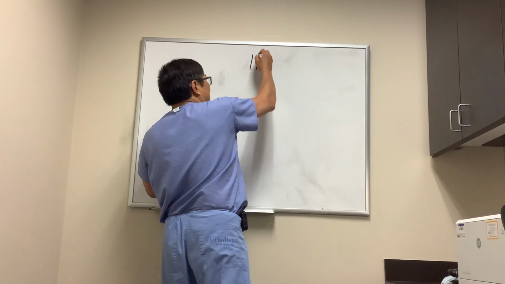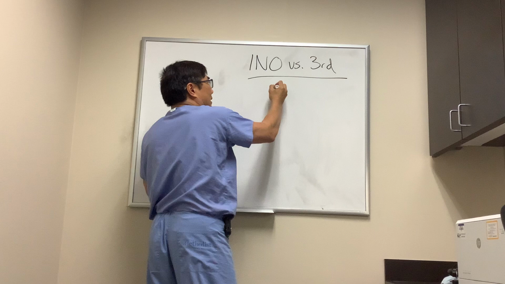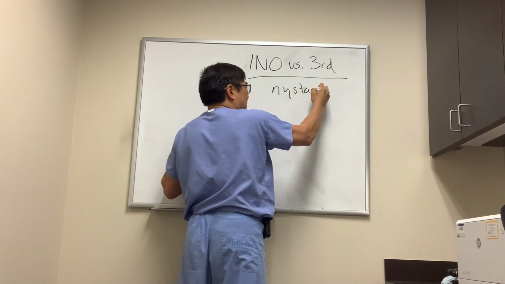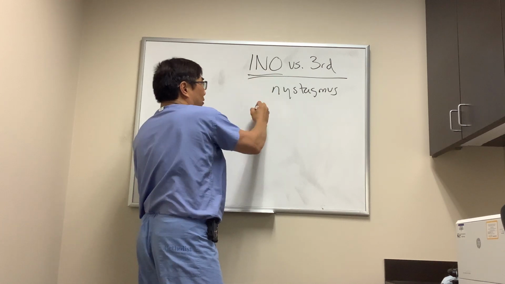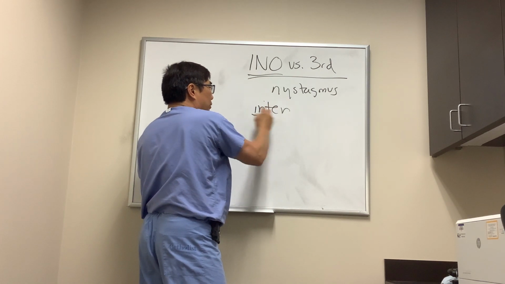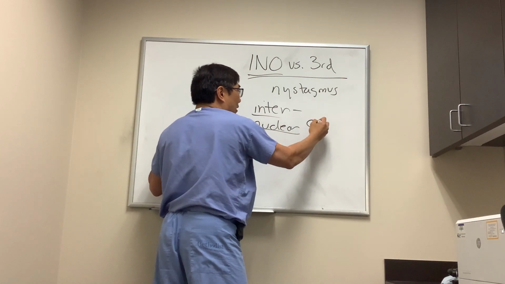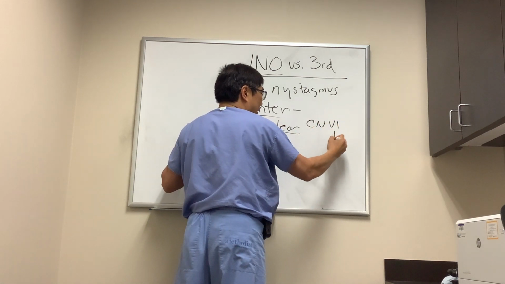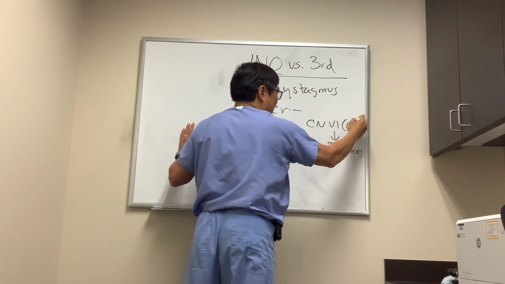So someone wants to know what's the difference between INO versus third nerve palsy, and specifically, why is there a nystagmus in the INO? So the first thing you need to know is an internuclear ophthalmoplegia is inter, which means between, and nuclear means it's between the two nuclei of cranial nerve 6 and cranial nerve 3, specifically the medial rectus muscle and the lateral rectus muscle.